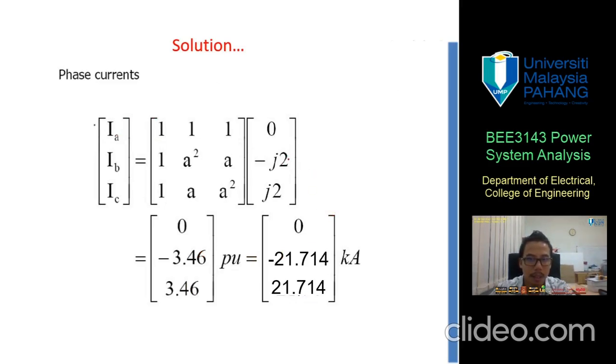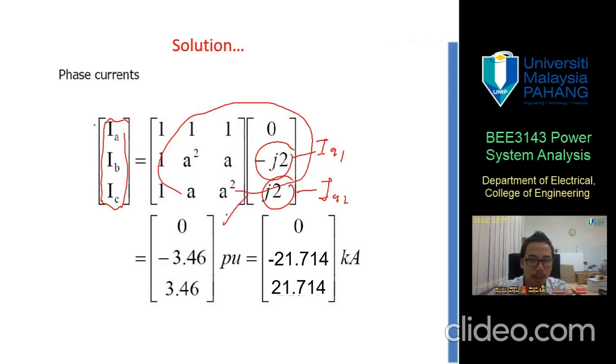So basically we just substitute the values. This is the IA1 and this is the IA2. You just substitute the values to get the phase currents IA, IB, and IC. When we solve this part, we're going to get this per unit.